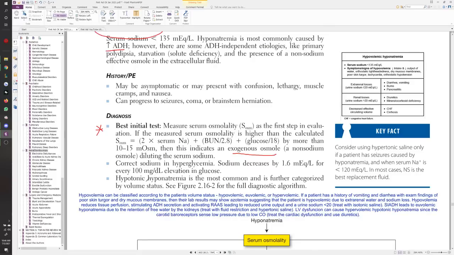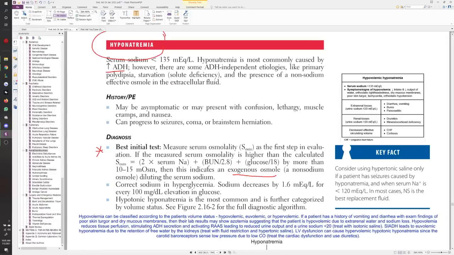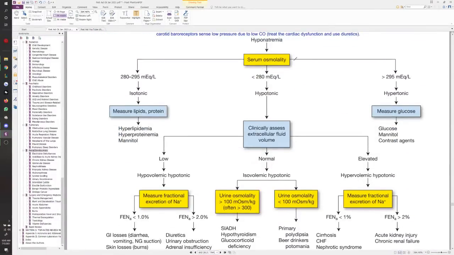Okay. Hypotonic hyponatremia is the most common and is further categorized by volume status. Now, this table down here basically tells you everything. So far, as you can already tell, hyponatremia already looks a little more confusing than hypernatremia. But let's take a look at this table first to understand what's happening. So you get a patient, their sodium concentration is less than 135. So maybe it's 120. We'll just say it's 120, right? 120 is less than 135. So we have a patient right now whose sodium concentration is 120 for whatever reason.